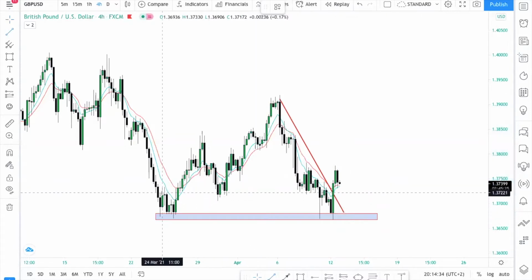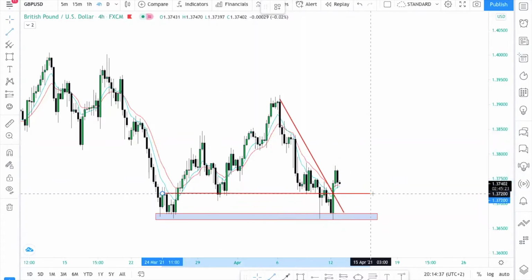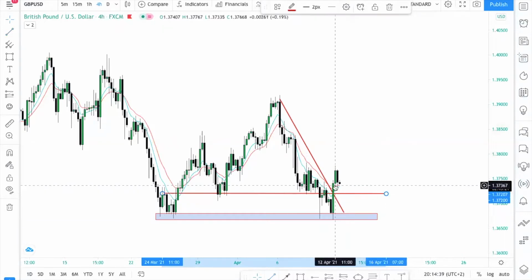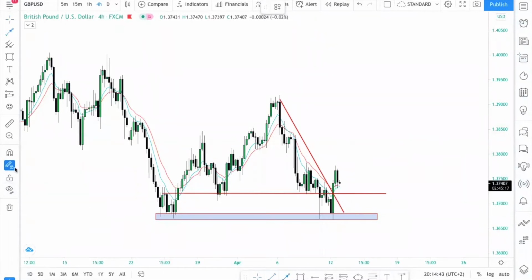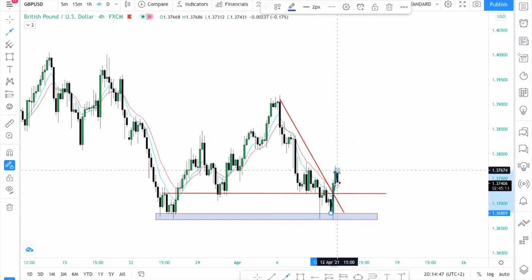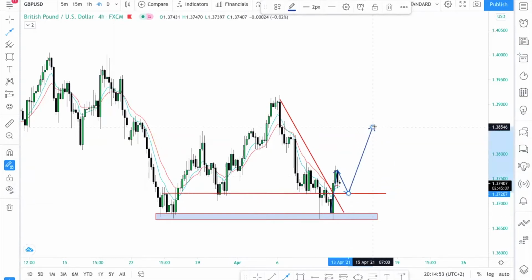What I am noticing here as well is that there is a key area over here. And what we wait for price to do now is to, like we always say, price must go up, creating a higher high, come down, creating a higher low, and then we'll look to take a buy from these areas.